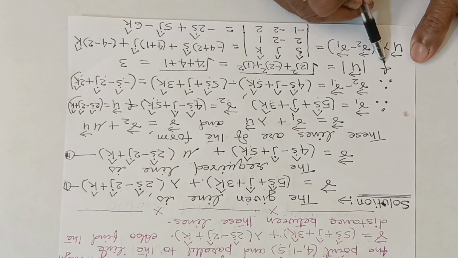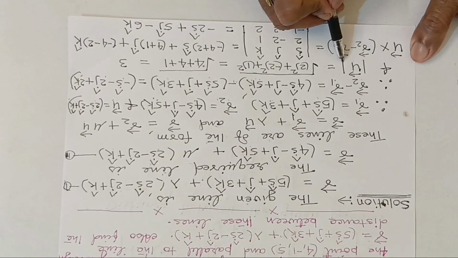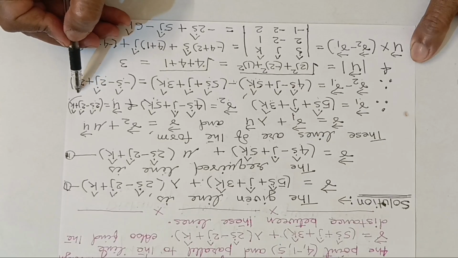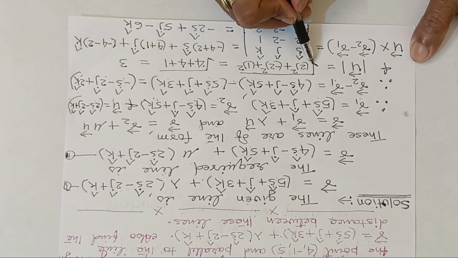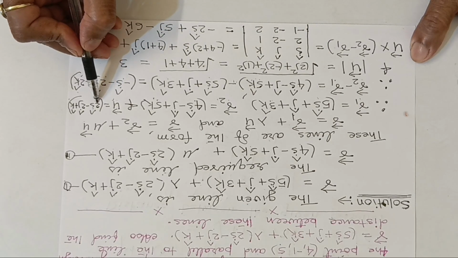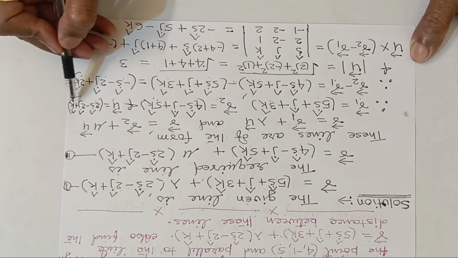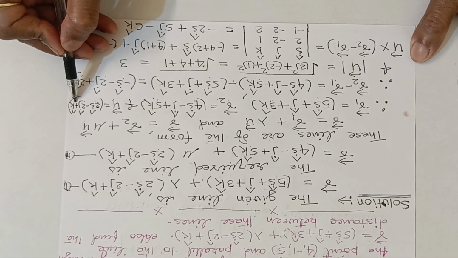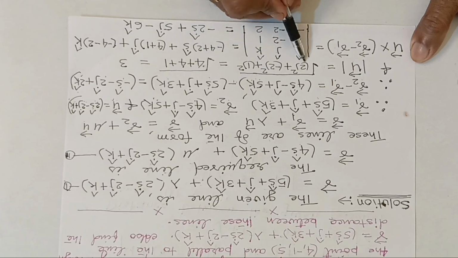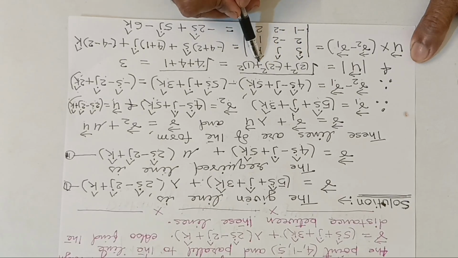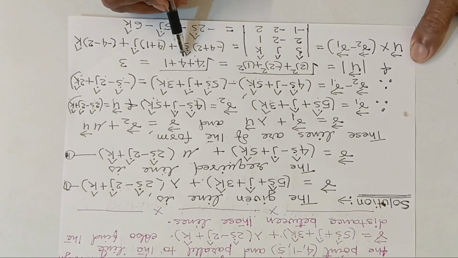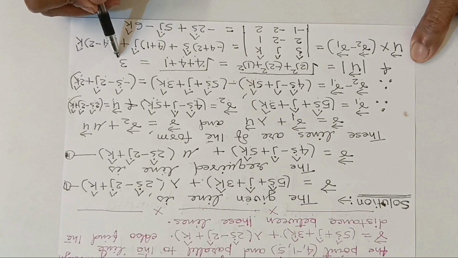And mod of vector u is the square root of the sum of squares of the coefficients 2, -2, 1, so 2 squared plus (-2) squared plus 1 squared, the square root of 4 plus 4 plus 1, the square root of 9, that is equal to 3.